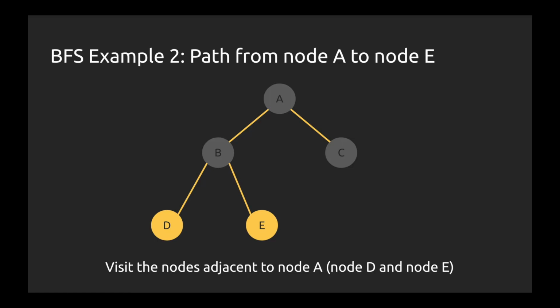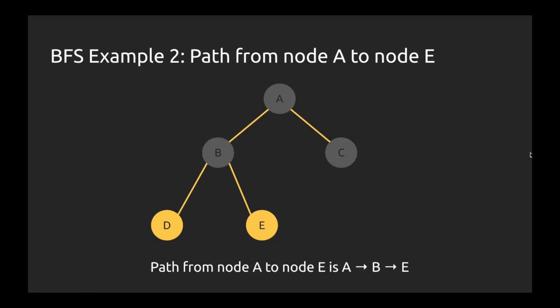which are node D and node E. We ask ourselves, are either of them the destination? Yes, it is. We found node E, which was our destination node. From this, we learn that there is indeed a path from node A to node E, and it is from A to B to E.